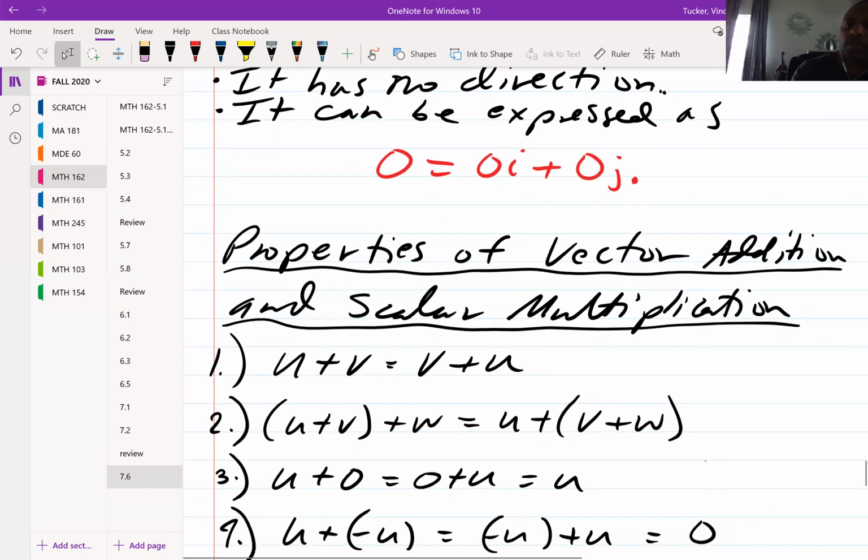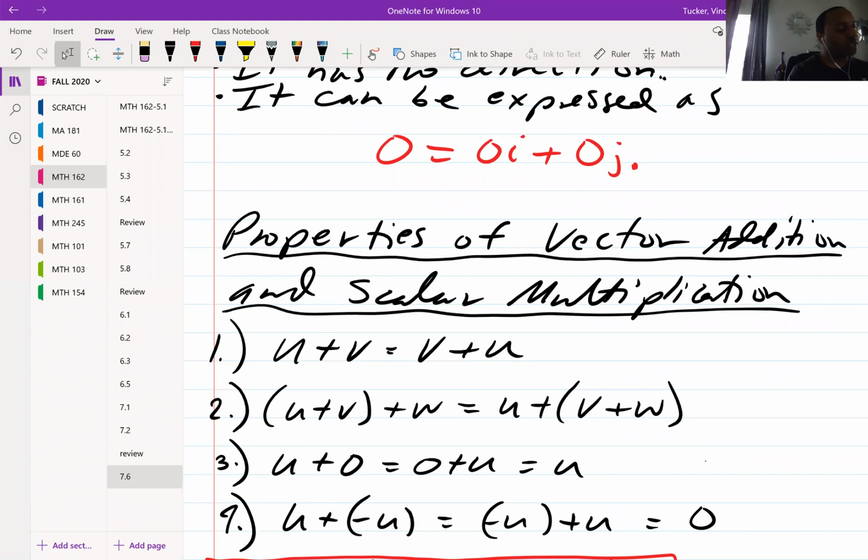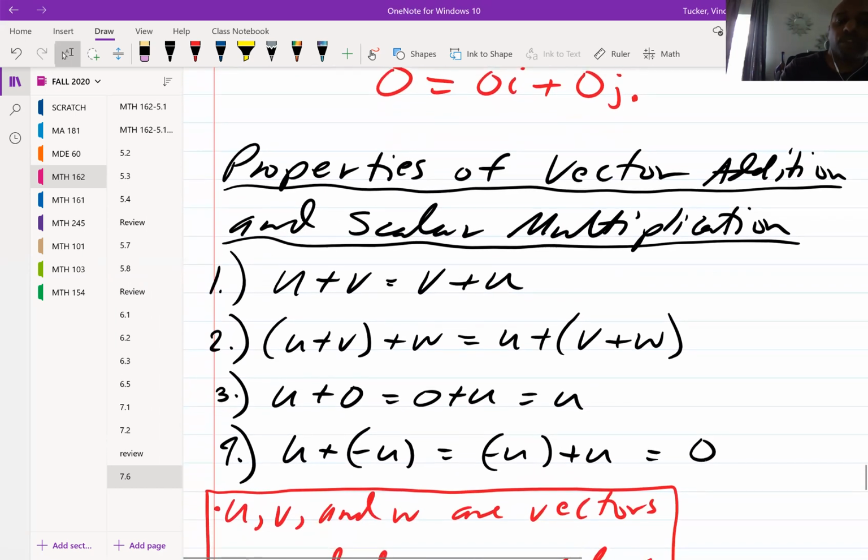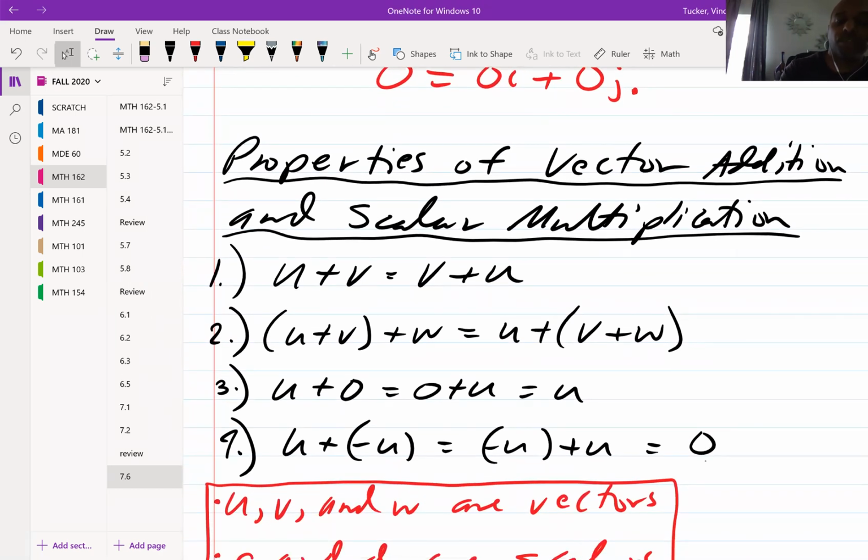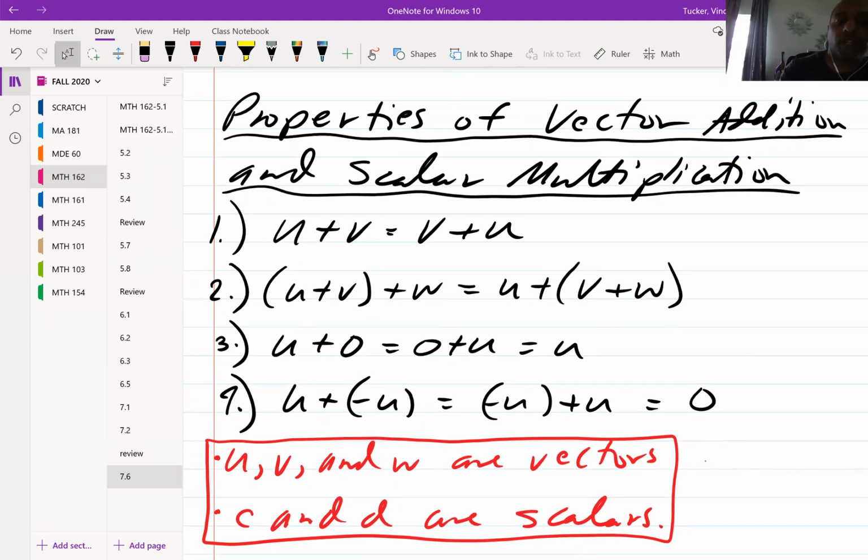Then the last thing for this lecture, like I said, we will pick up right here next class to close out the section. But we're just discussing all of your properties of vectors, your addition and subtraction and scalar multiplication properties. So u plus v is equal to v plus u. And I should have mentioned before this that u, v, and w are vectors, c and d are scalars.